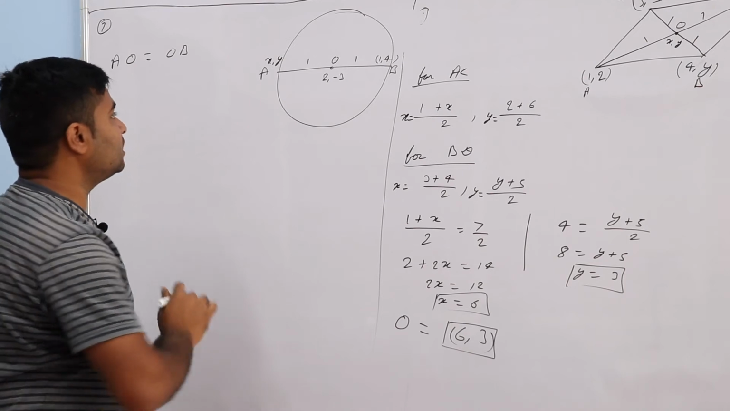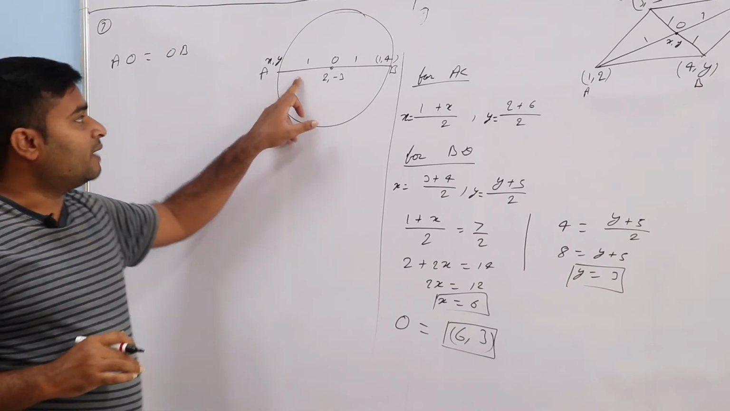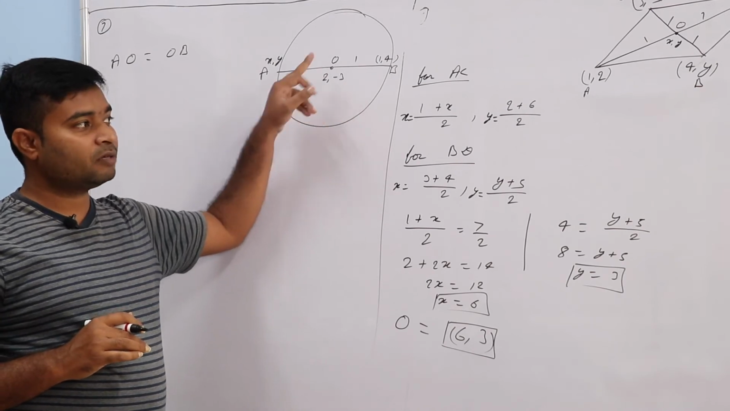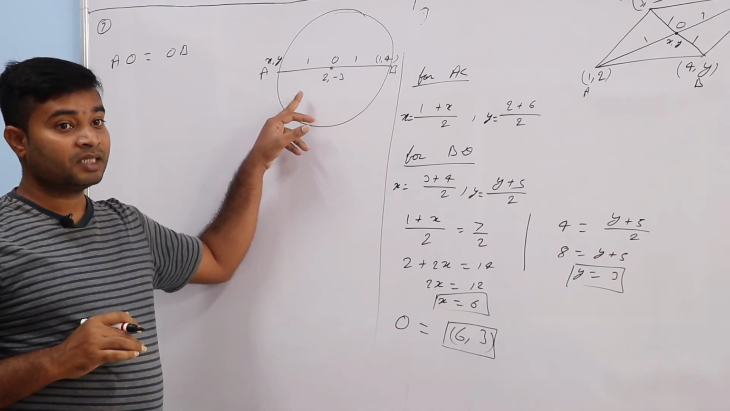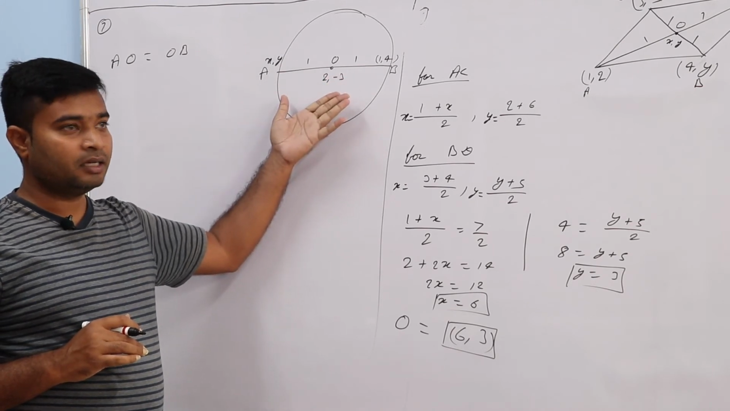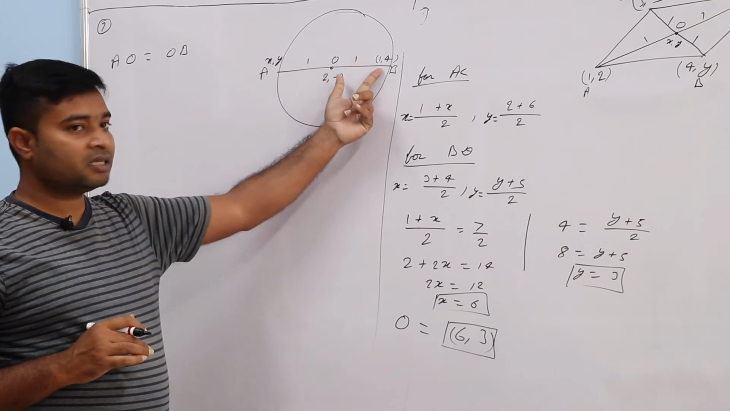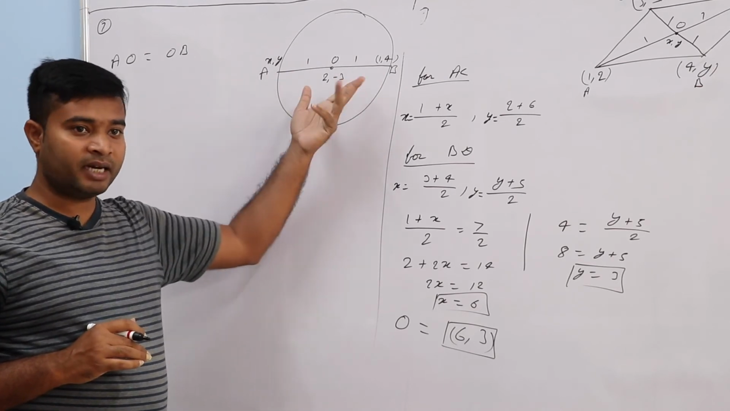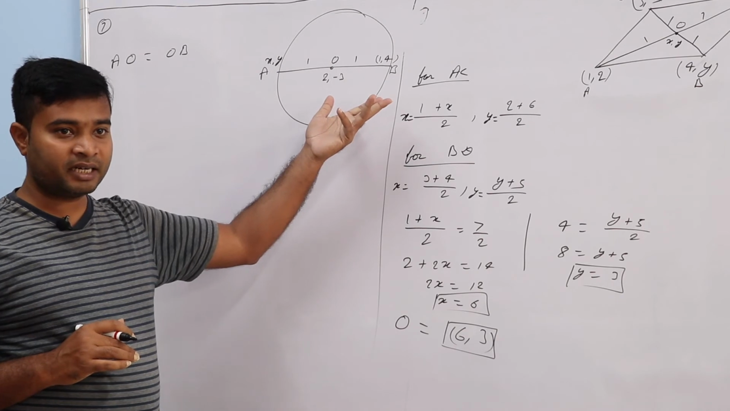1:1 ratio. Acha. So if it is divided equally, which formula applies? Section formula or midpoint formula? Divided equally means midpoint formula. Midpoint means (x1 plus x2) by 2, and (y1 plus y2) by 2. Simple, right?